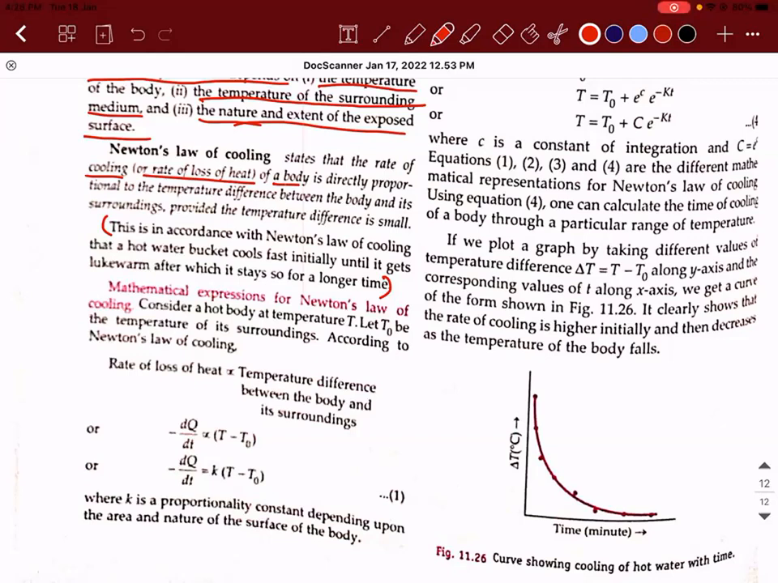So if you see the real-time application, let's say you have a bucket of hot water. The hot water will lose temperature to the surroundings very fast initially, till it reaches a lukewarm temperature where you're able to touch it with your hands. After that, from lukewarm to losing its heat completely, it will take a longer time. And why is it happening? Because it follows the principle of Newton's law of cooling.